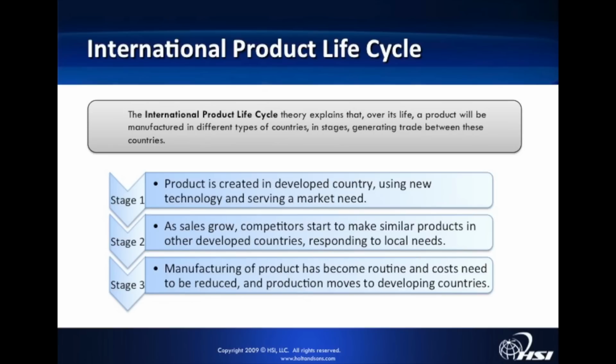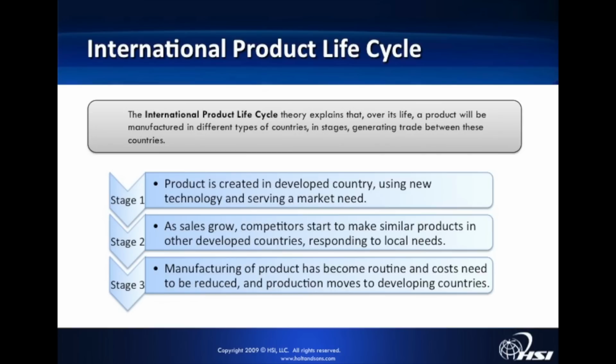However, under the international product life cycle, in the second stage, as sales grow, the competitors start to make similar products. Competition's there. And there'll be competitors in other developed countries. They'll see your product at a trade show, they'll see your product on the internet, and they'll try to quote unquote copy it or make a similar type product, basically to respond to their local needs. But at the same time, we'll probably be manufacturing abroad ourselves as well as finding our own partners.